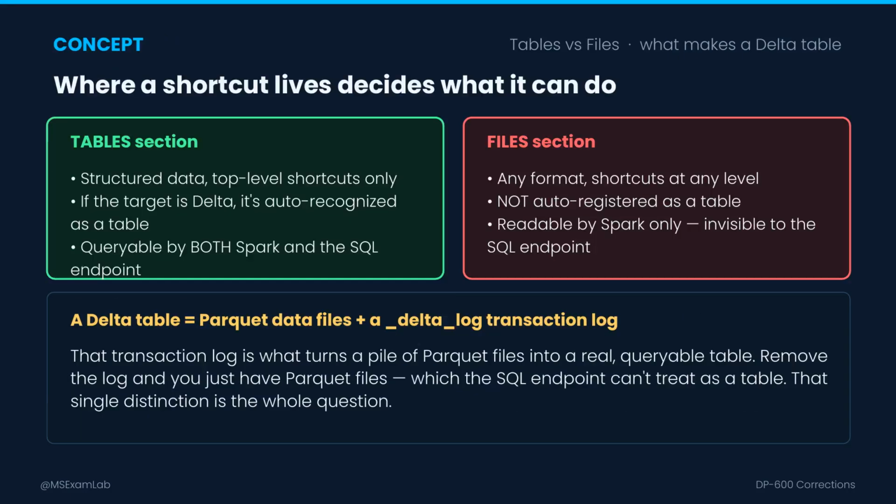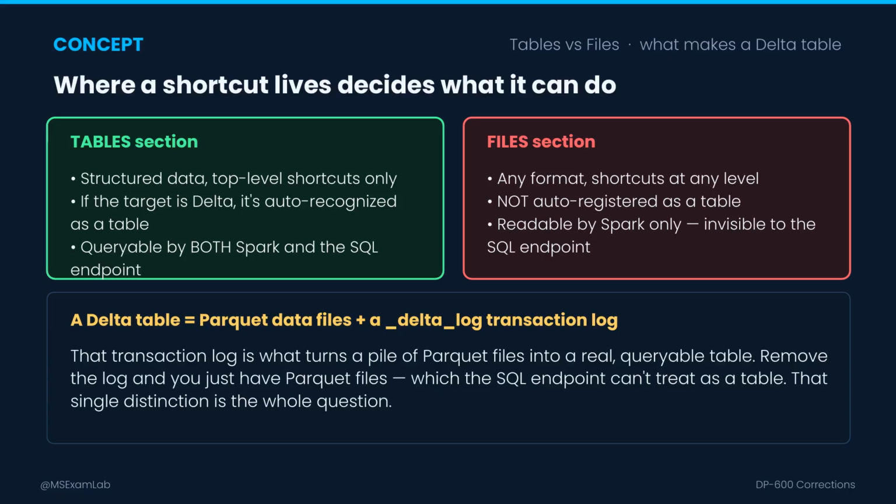Let's slow down on the concept, because this one distinction answers the whole question. A lakehouse has 2 areas, the Tables section and the Files section. The Tables section is for structured data. Shortcuts there must be at the top level, and if the target is Delta formatted, Fabric recognizes it as a table automatically, and it becomes queryable by both Spark and the SQL Analytics endpoint.